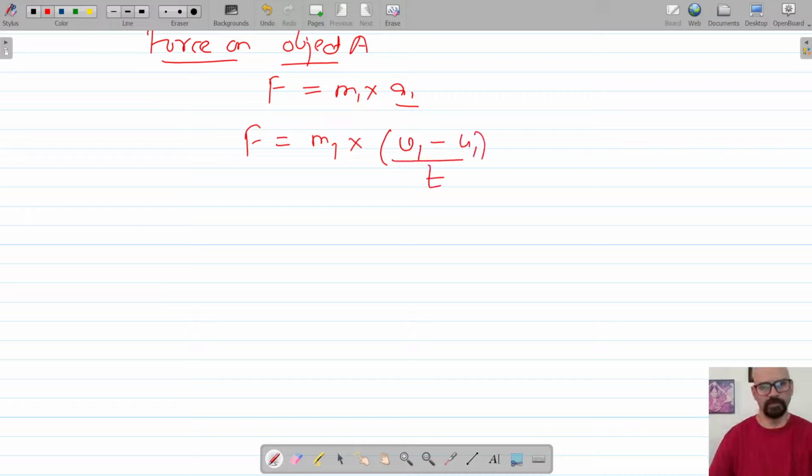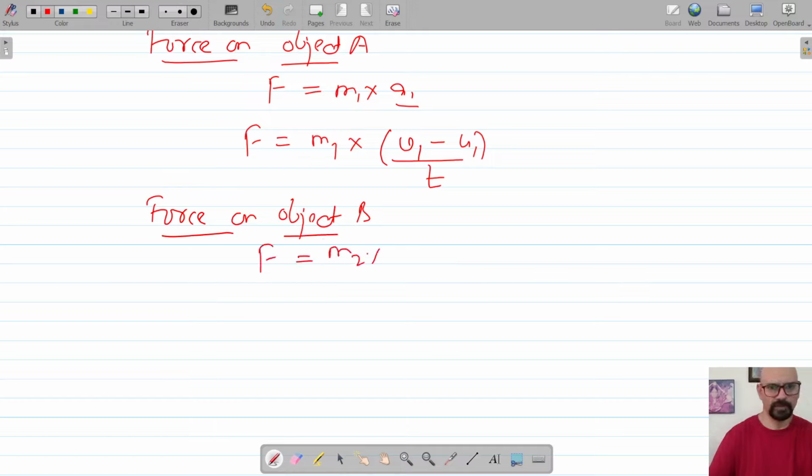Okay, now let's calculate the force on object B. Force on object B will be F equals m2 into a2, which will be given by m2 into (v2 minus u2) by t. Okay, this is the force on object B. Let's say this is the force on object A by B, and this is the force on object B by A.